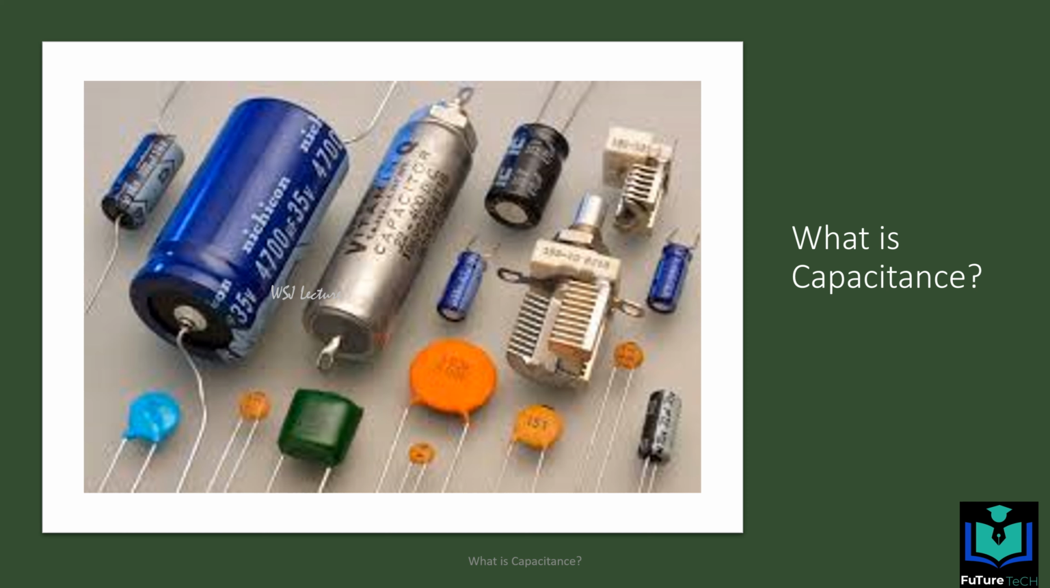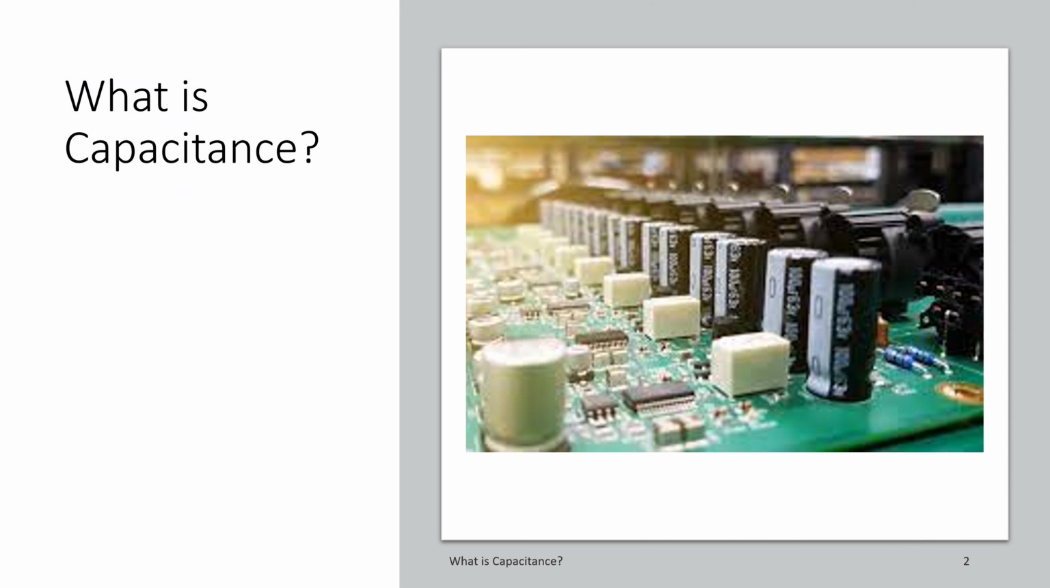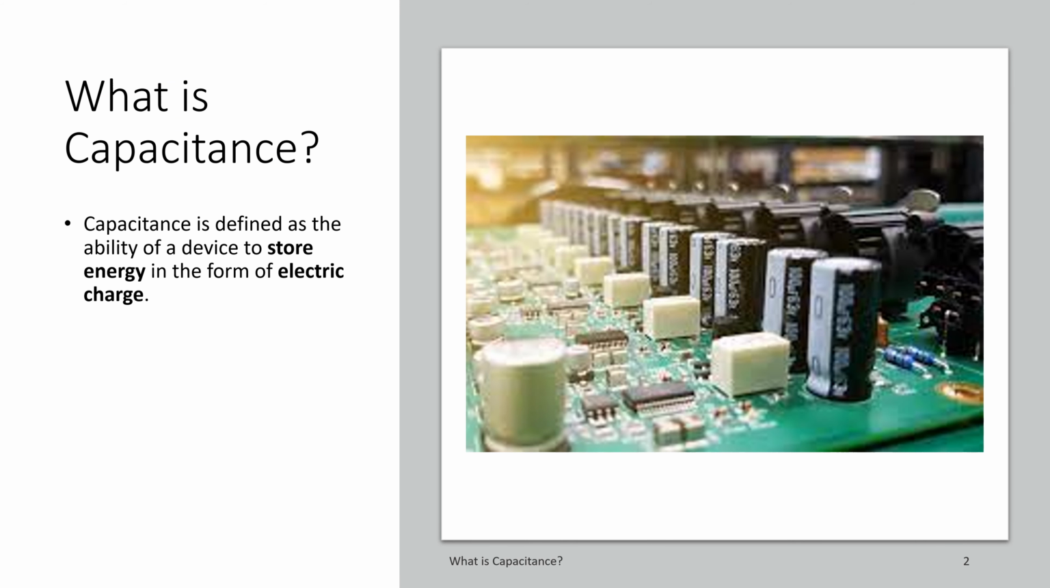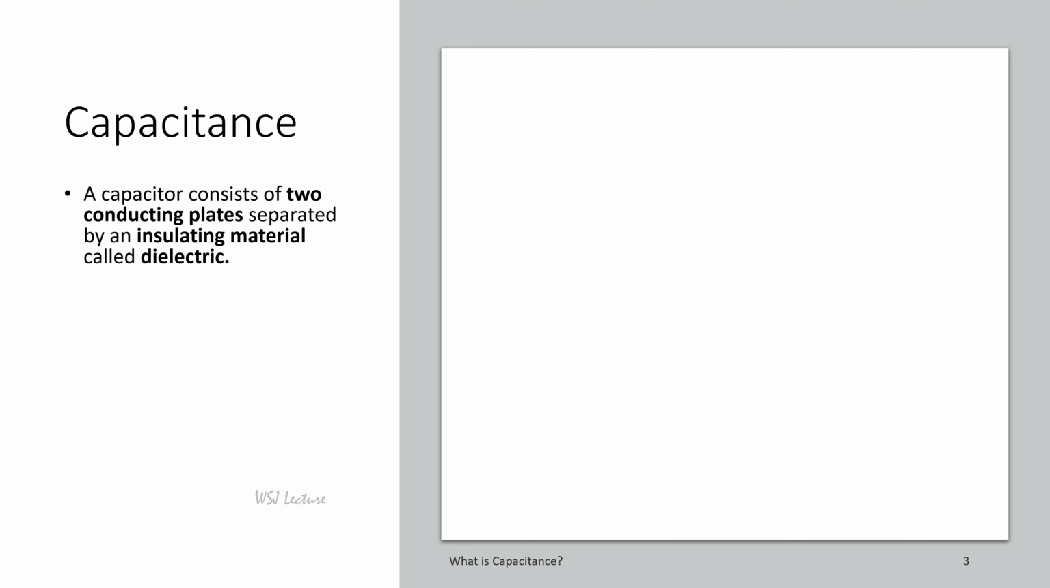Good day. In this video, we are going to study what is capacitance. Capacitance is defined as the ability of a device to store energy in the form of electric charge. So the electronic component which stores energy in the form of electric charge is called a capacitor. The unit of capacitance is farad. 1 farad is equal to coulomb over volts.